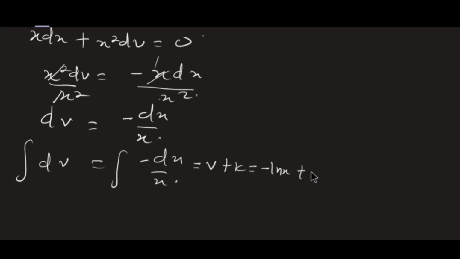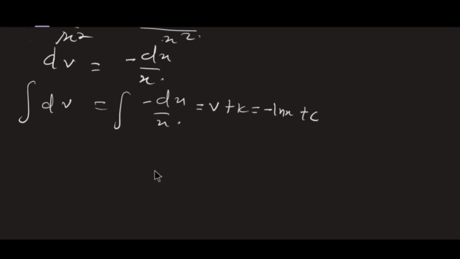Plus c. At this point, I'll combine the two constants and I'll get only one constant. So v will be equal to negative ln x plus c. Now, let's see. We are going to solve this equation.